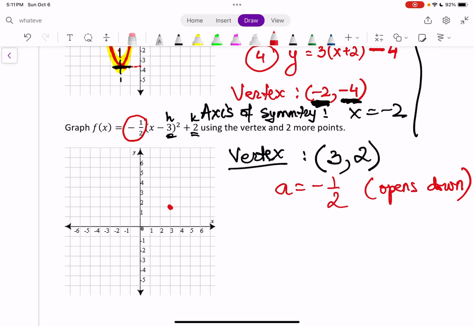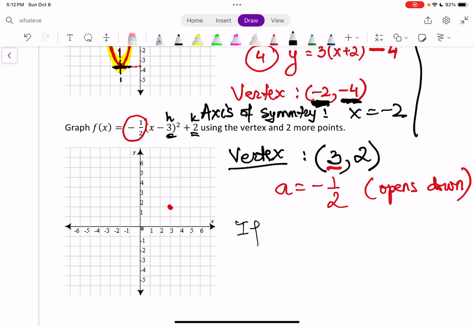So easy enough. The vertex is at x is 3. So just figure out 2 more points left and right of it. You really don't need any more points. Just 1 more point is going to be enough. So I'm just going to see what happens if x is 4. I'll start there.